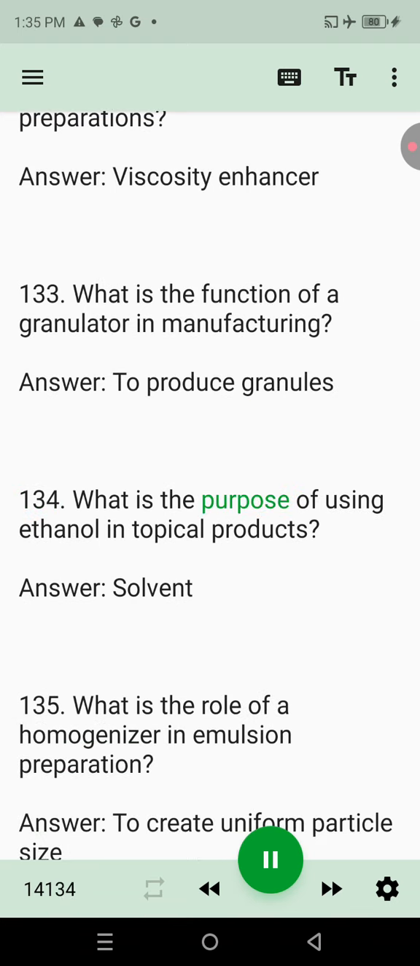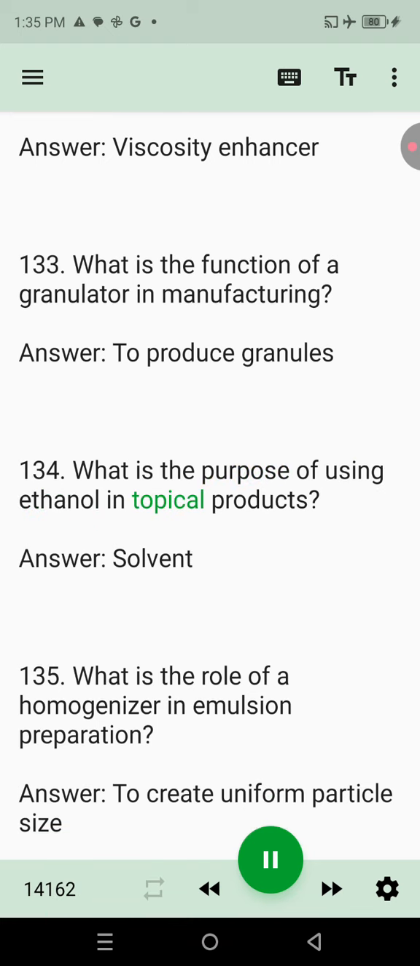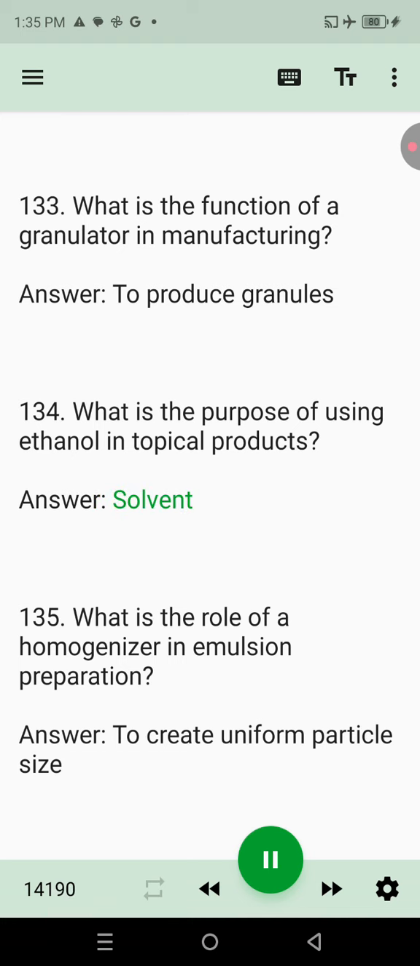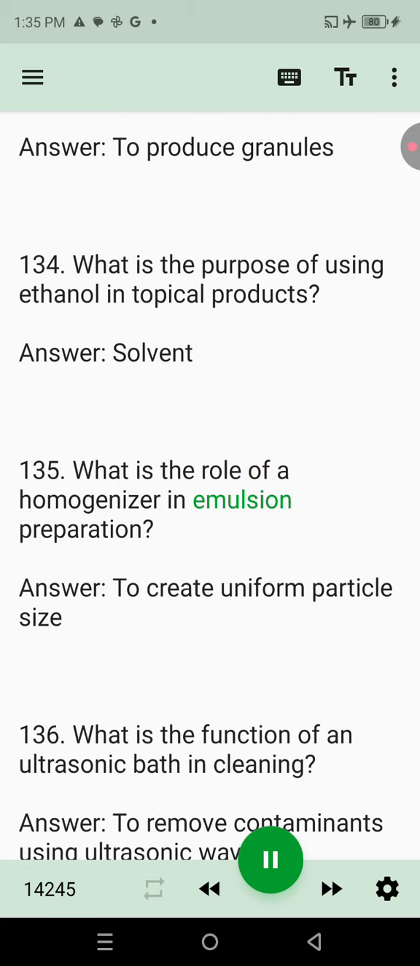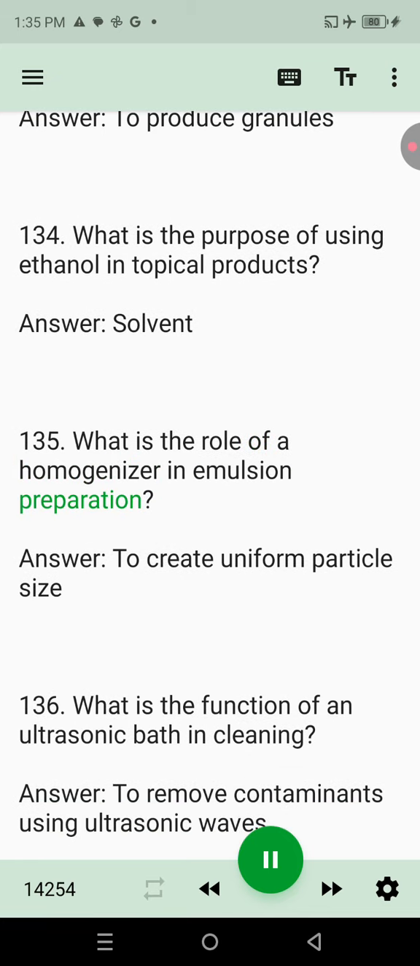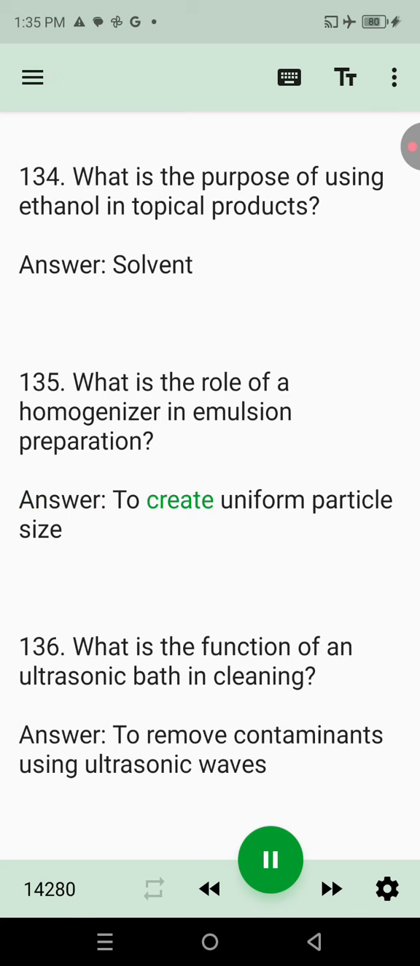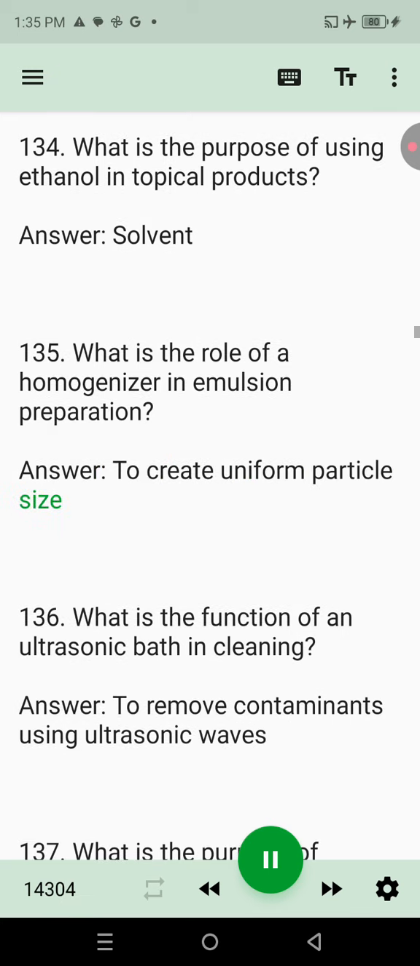134. What is the purpose of using ethanol in topical products? Answer: solvent. 135. What is the role of a homogenizer in emulsion preparation? Answer: to create uniform particle size.